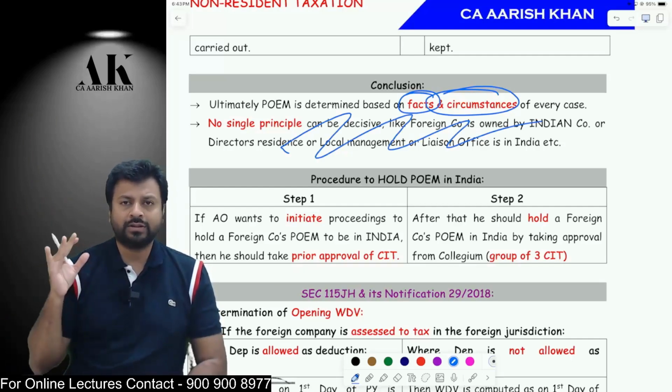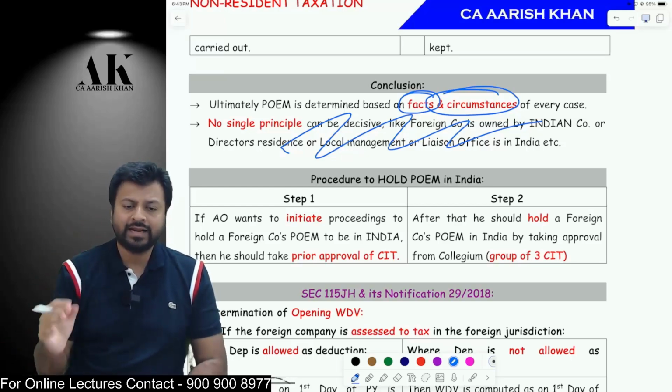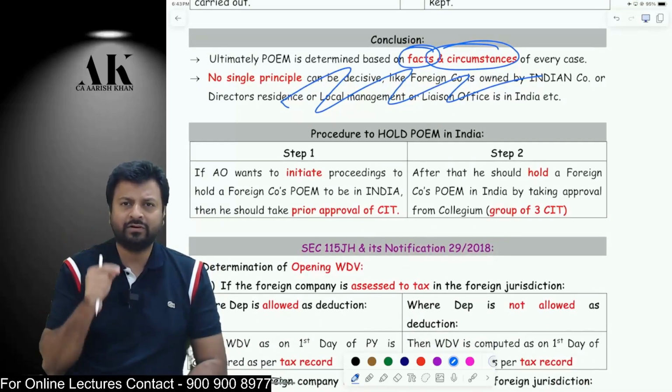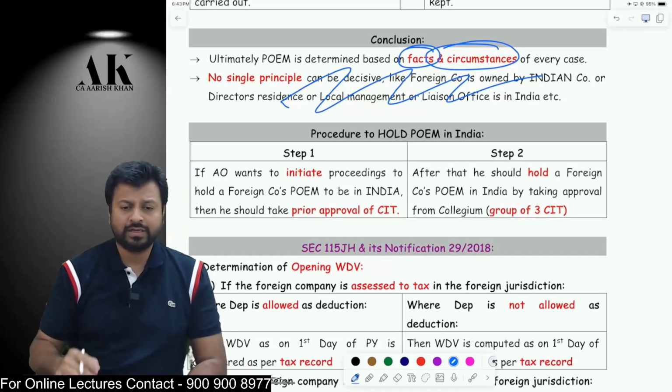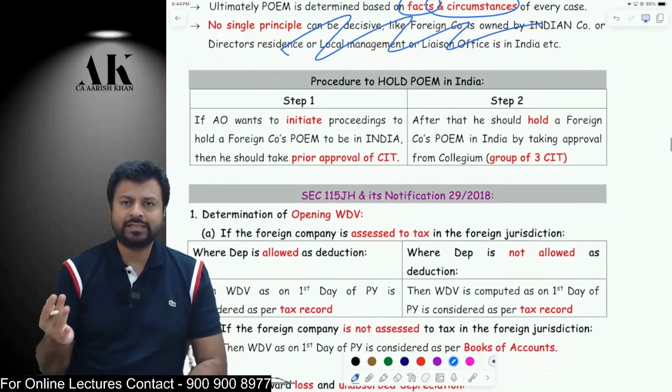You have to look into the matter in great detail, analyze the things in great detail, and then decide whether the POEM is in India or not. Just because one of the principles is getting fulfilled, that does not mean that the foreign company has a POEM in India. Okay, I hope it is clear to all of you. Now, what is the procedure to hold the POEM in India? There is a two-step procedure.